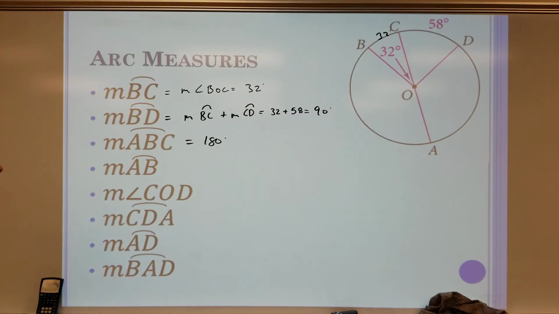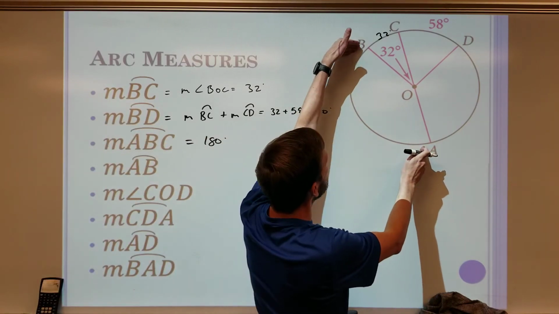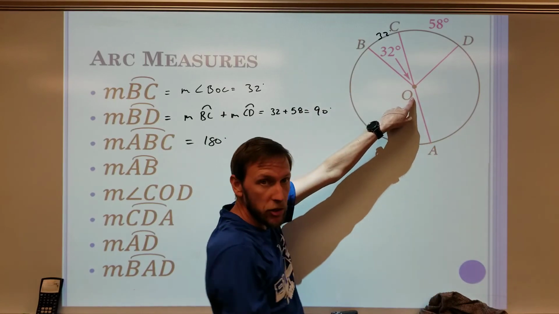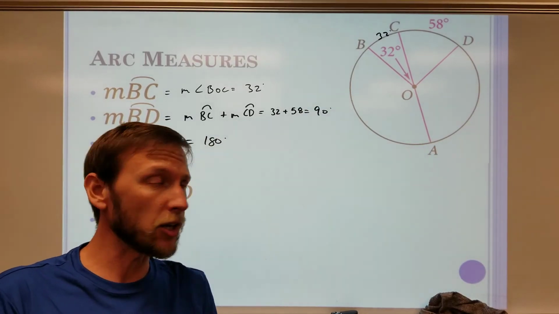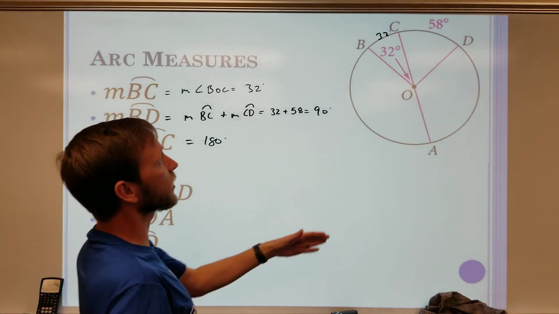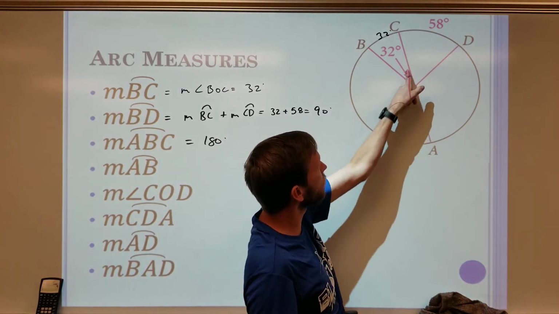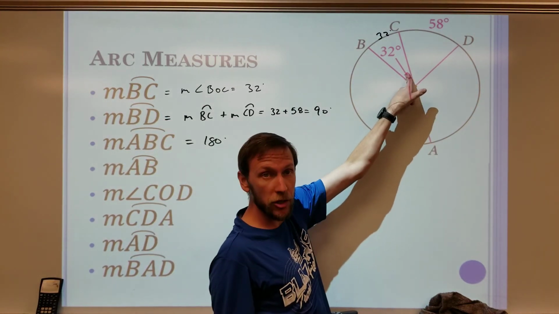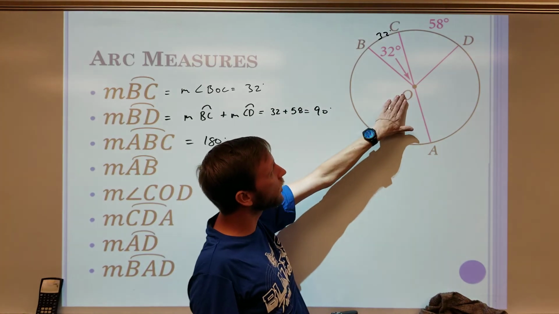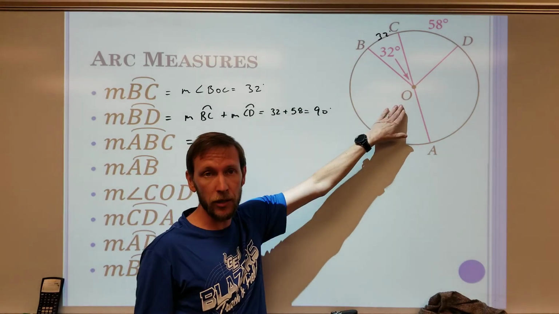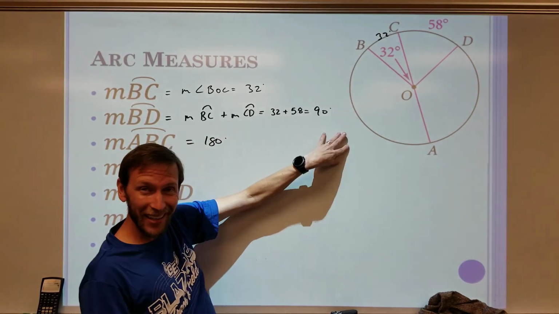The measure of arc AB, I'm not given the measure of this arc, I'm not given the measure of this angle, but we can solve that in a couple different ways. We can do some problem solving. We can take 180, the measure of this straight angle, minus 32, the measure of this central angle, and that would leave us with the measure of angle AOB, which then in turn would be the measure of arc AB.